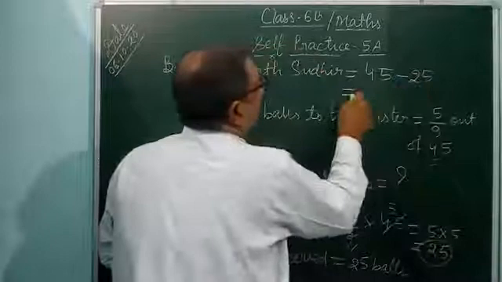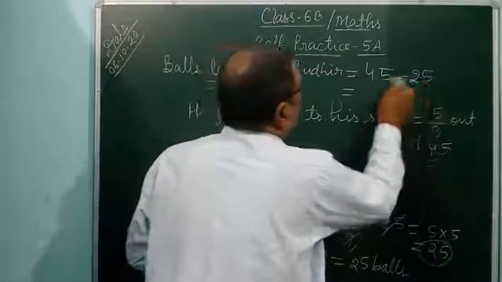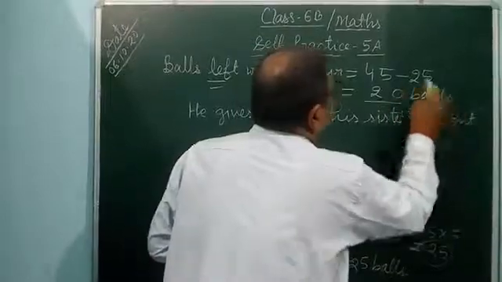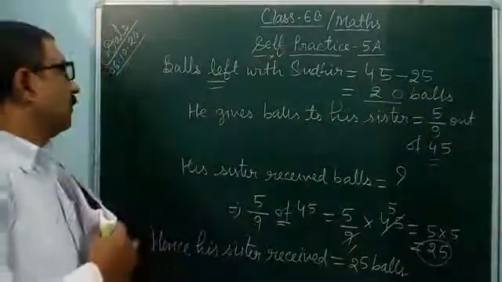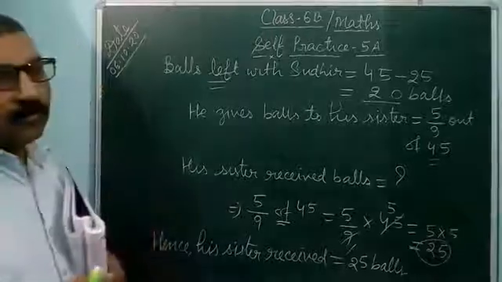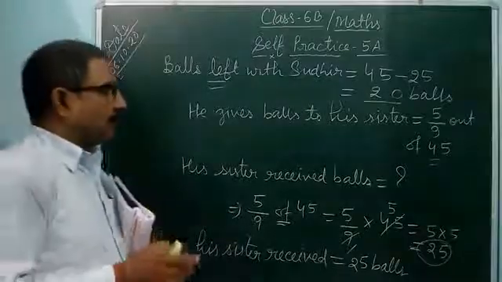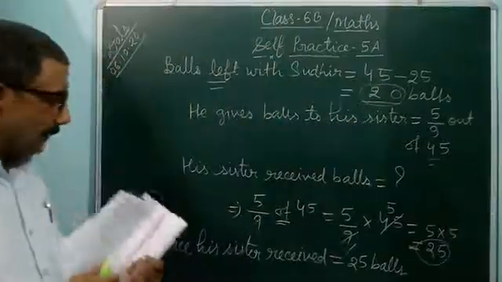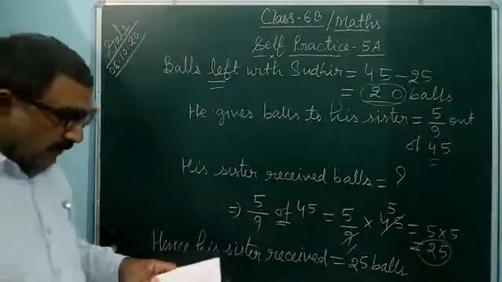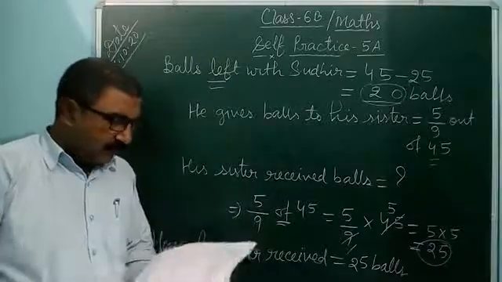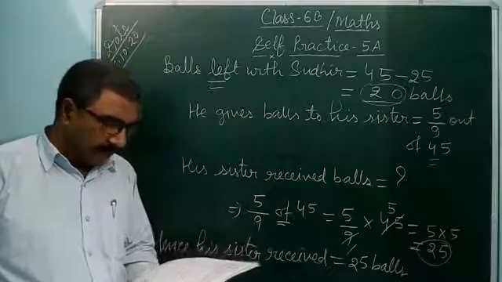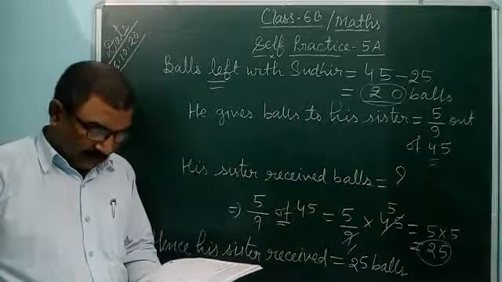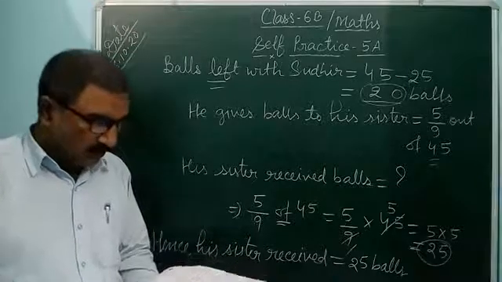What is remaining there? 5 minus 5, 0. 4 minus 2, 2. 20 balls. So 20 balls remaining, 20 balls left with Sudhir. So you can write the answer: 20 balls left with Sudhir. In this way you can understand this question. This is very easy. After that, tomorrow I will explain fractions on the number line. Okay, thank you.